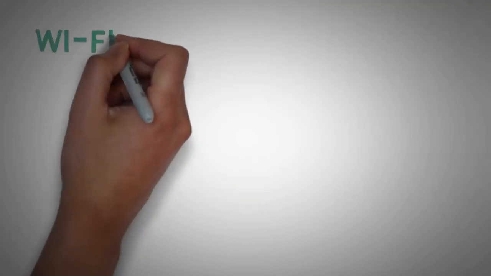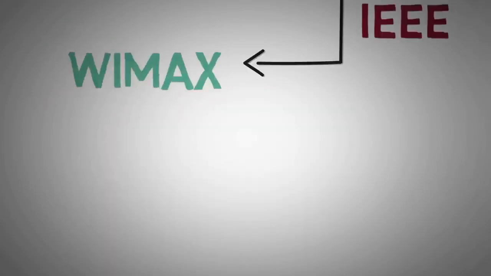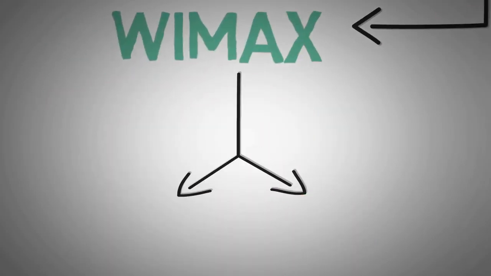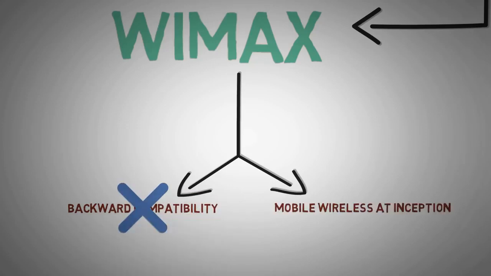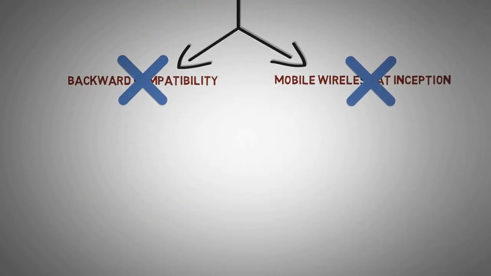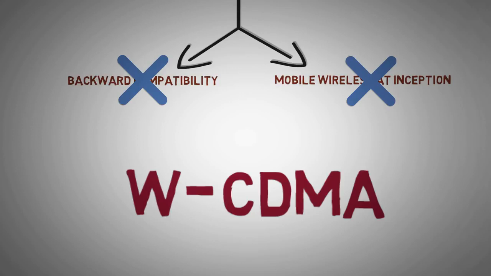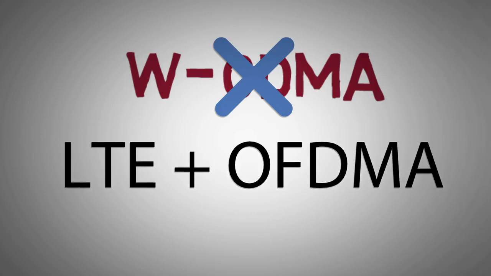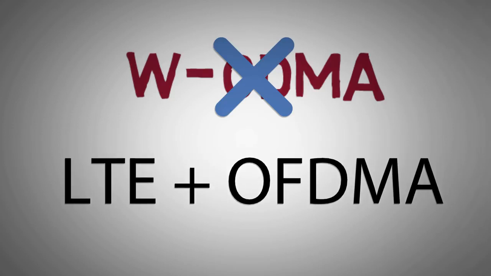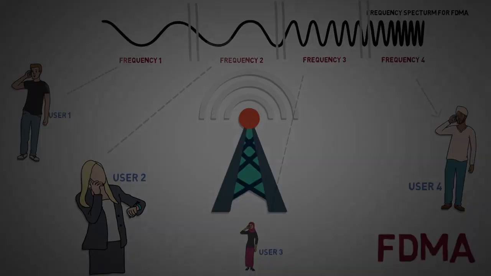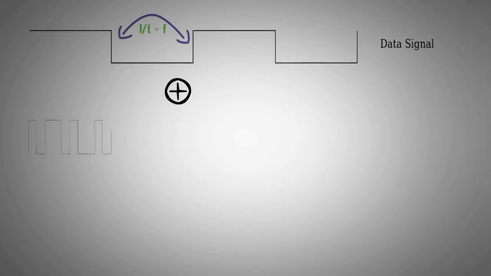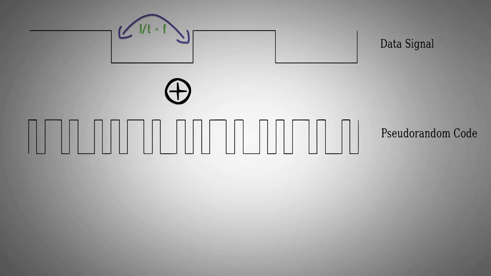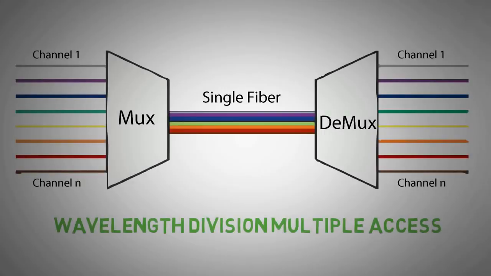It was first introduced in Wi-Fi, and subsequently in WiMAX, by IEEE, but as WiMAX lacked backward compatibility and support for mobile wireless at its inception, operators remained stuck with CDMA. This changed with the introduction of LTE, which brought OFDMA to the forefront of today's mobile networks. So, today we showed what were the different multiple access techniques that were used in various generations of wireless communication.